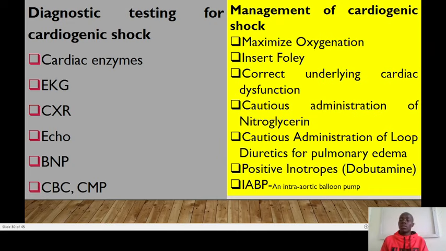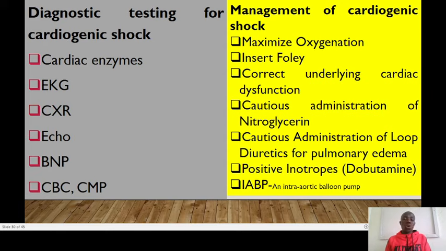All right. So we do some testing for the cardiogenic shock. You could do the cardiac enzymes, EKG, CXR, ECHO, BNP, and complete blood count. Right. So, how is it managed, the cardiogenic shock?